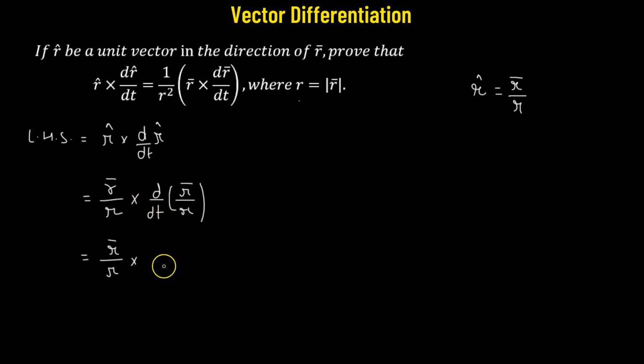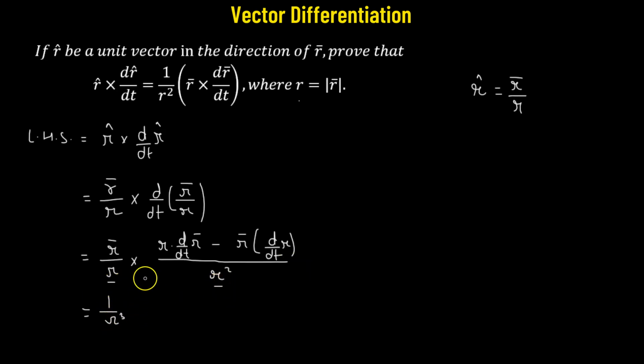Now we'll have to find out the derivative by using the quotient rule. So that means in the denominator we start out with r squared. In the numerator we have r. So this will be multiplied to derivative with respect to t of vector r minus we have r vector. This will be multiplied to derivative with respect to t of r. Right. So we can multiply this r with r squared to give us 1 over r cubed. So we will take the cross product of vector r with the two terms in the numerator.